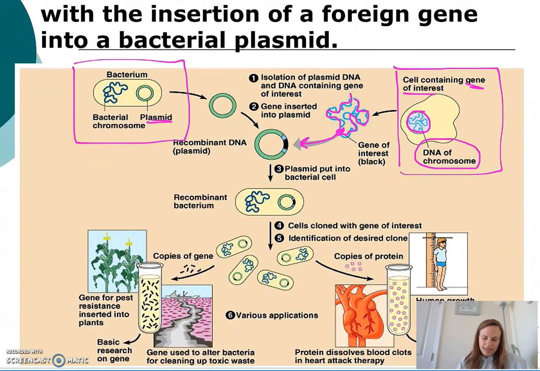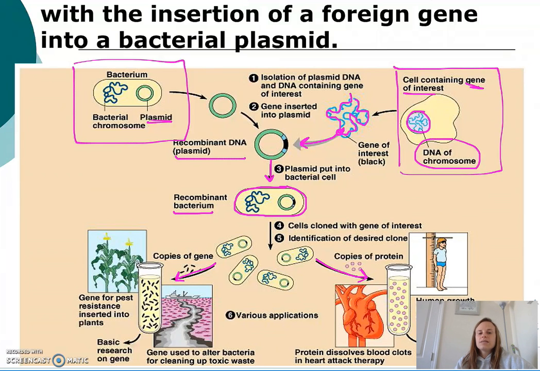So first I'm going to isolate the plasmid and isolate this gene. Then I insert that gene into the plasmid, and now I have created recombinant DNA. Then that plasmid is put into a bacteria cell. Now I have created recombinant bacterium. And then this bacterium that contains our plasmid, that contains the gene of interest, so our recombinant bacterium, is going to be cloned. Then scientists are able to identify the desired clone, where ultimately they can look at the copies of the gene that were made or the copies of the protein.